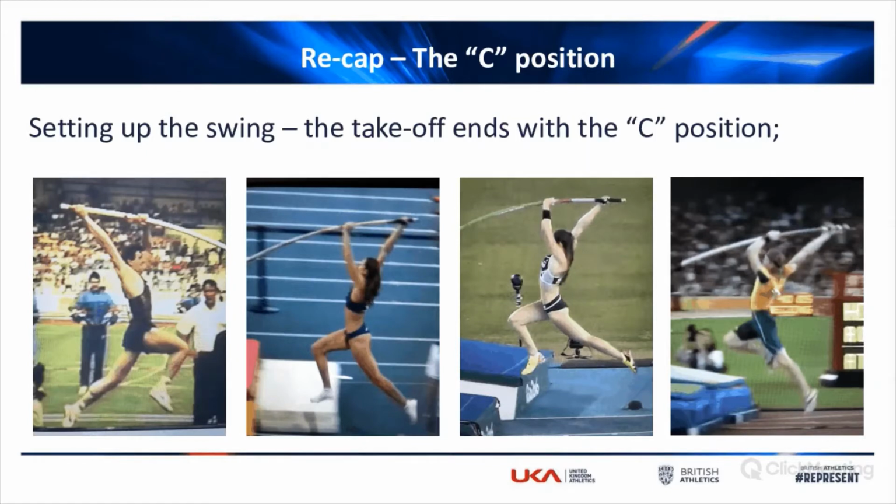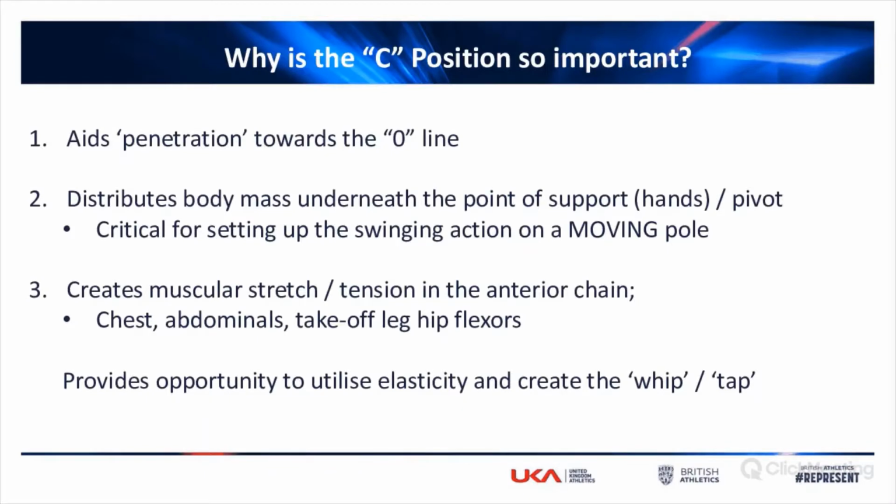And we talked about that a lot in takeoff efficiency and moving through the pole and into that position, which we saw from these 4 athletes here. Now, why is that C position so important? In terms of takeoff efficiency, it aids penetration. If you don't drive in underneath the hands and go inside the pole, and you block and push your left arm forwards, it prevents your body mass from moving forwards inside the system. So by going inside and driving into that C position, it aids penetration towards the 0 line and getting the pole turned over.